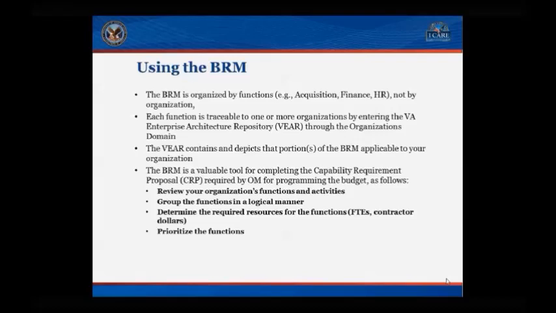Among other uses, the BRM is a valuable tool for completing the Capability Requirement Proposal, or CRP, required by OM for programming the budget as follows. Review your organization's functions and activities. Group the functions in a logical manner. Determine the required resources for the functions, for example, FTEs, contract dollars, as prompted by the CRP. And finally, prioritize the functions as required by the CRP.